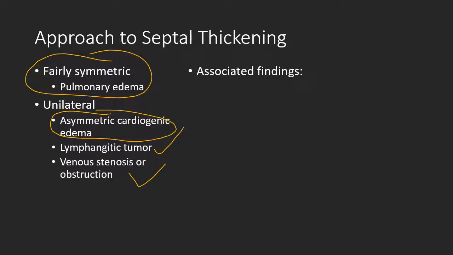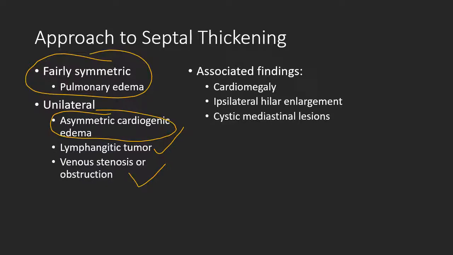You also want to look for associated findings. So if there's cardiomegaly, perhaps you're looking at acute congestive heart failure. If there's ipsilateral hilar enlargement, either on chest x-ray or on CT with lymphadenopathy, you want to consider the possibility of lymphangitic carcinomatosis. If you see fluid attenuating lesions in the mediastinum or there's chylous pleural effusions reported in the patient's chart, you want to consider a primary or secondary lymphatic disorder.